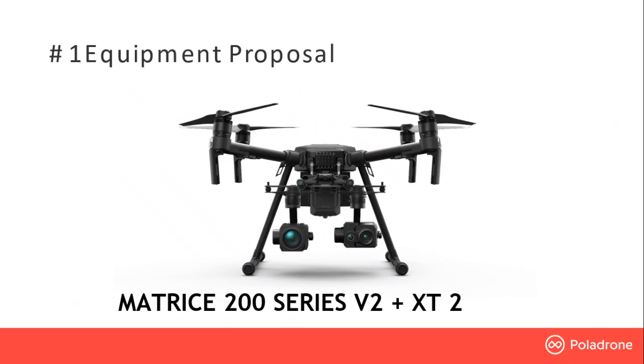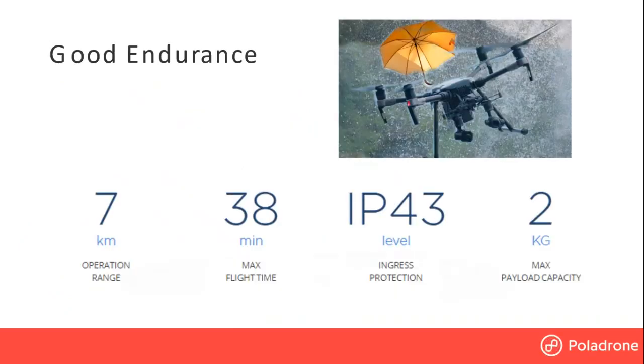So I'm going to do some introduction of this. Basically, the Matrice 200 series is the industrial grade of drones, which can give you up to 7 km of operation range, and it can fly for 38 minutes maximum flight time.